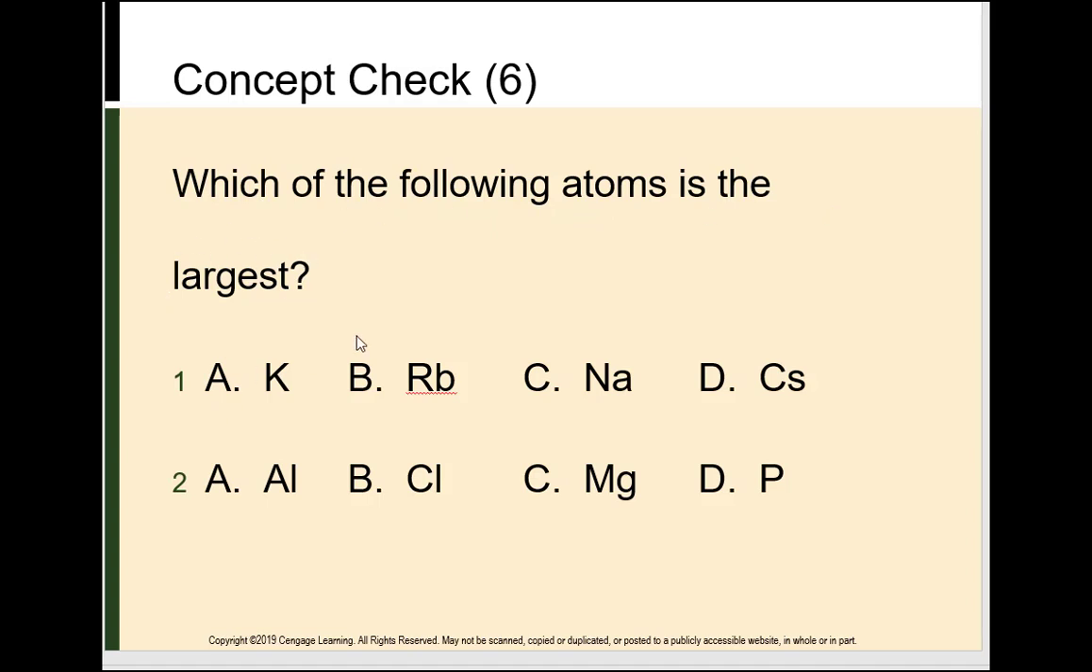Which of the following atoms is the largest? Potassium, rubidium, sodium, or cesium? And aluminum, chlorine, magnesium, phosphorus. Hopefully you chose cesium first because it is the furthest down on that column, and magnesium because it's the furthest to the left.